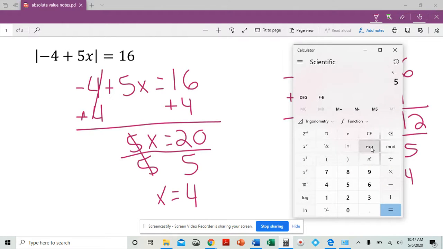Oops. I don't know how to use this calculator well, do I? Let's do negative 2.4 times 5. It's going to give us negative 12, minus 4, so negative 16. The absolute value of negative 16 is 16.